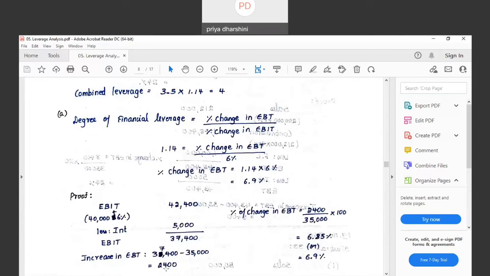What is the percentage change in EBT then? 2,400 is the increase on the base value of 35,000 into 100, which will give you 6.85%, which you can round off to 6.9%. That is what you arrived at here also. Hence proven. Are you able to understand? Could you all understand?